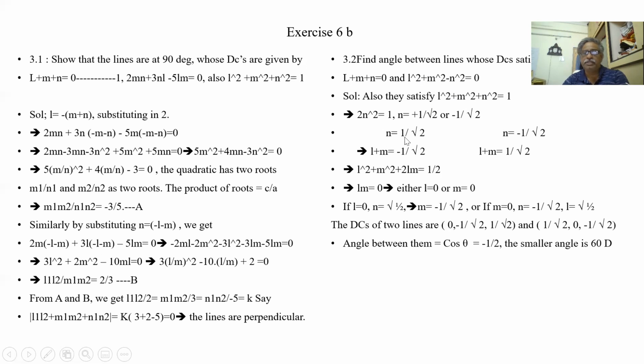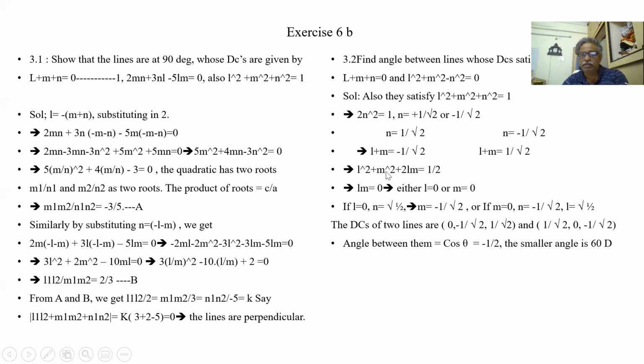So if I put S, N is 1 by root 2. So L plus M is equal to minus 1 by root 2, or L plus M is equal to 1 by root 2. When you substitute this in the second equation, squaring both sides, L square plus M square plus 2LM is equal to 1 by 2. So L square plus M square is equal to 0 is equal to N square.